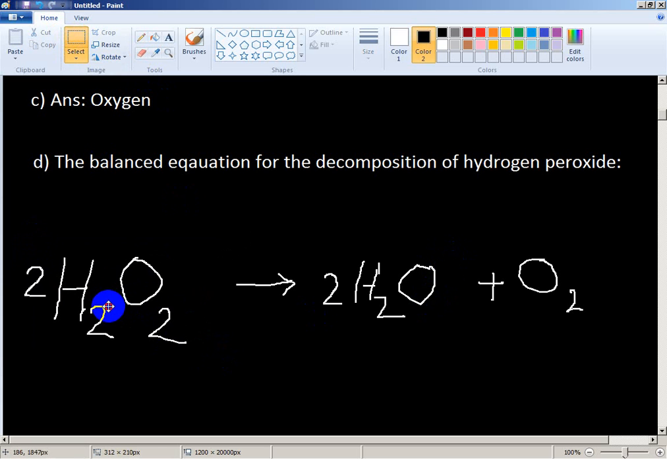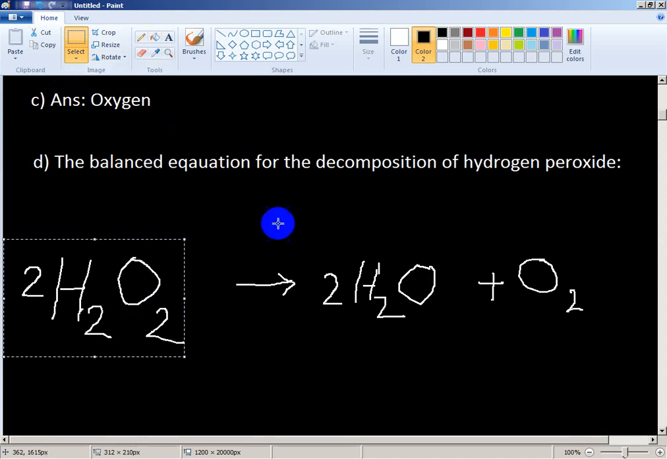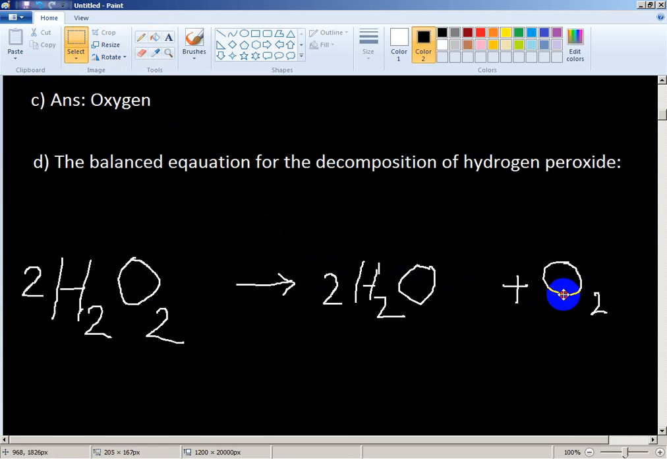Now I'll write here the state symbol. This is aq, aqueous. Aqueous means it is dissolved in water.